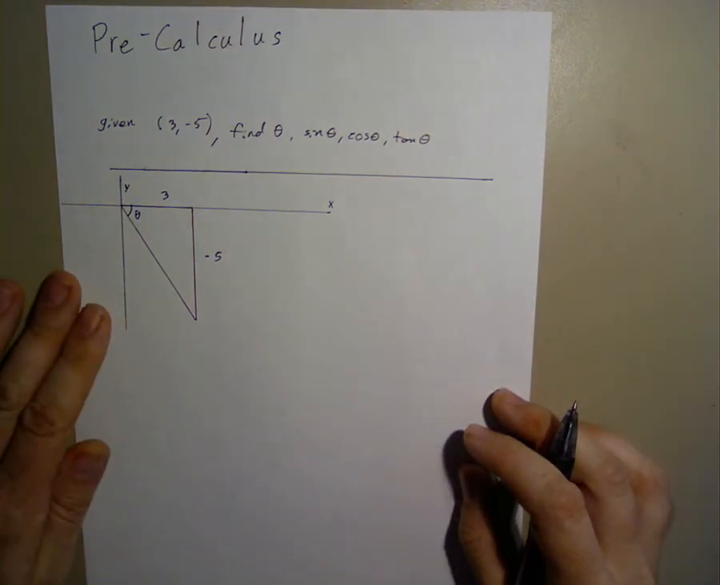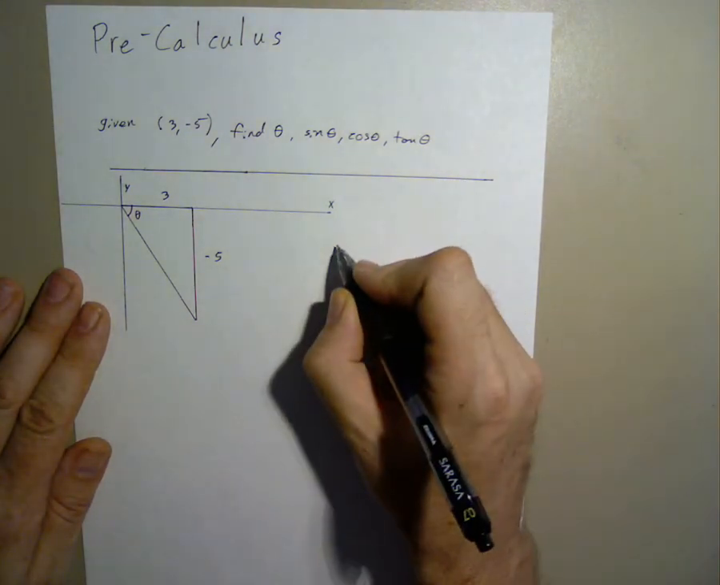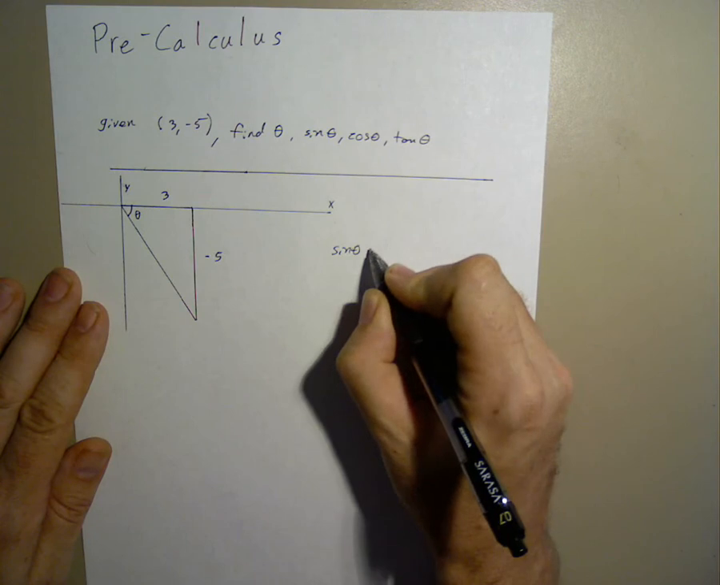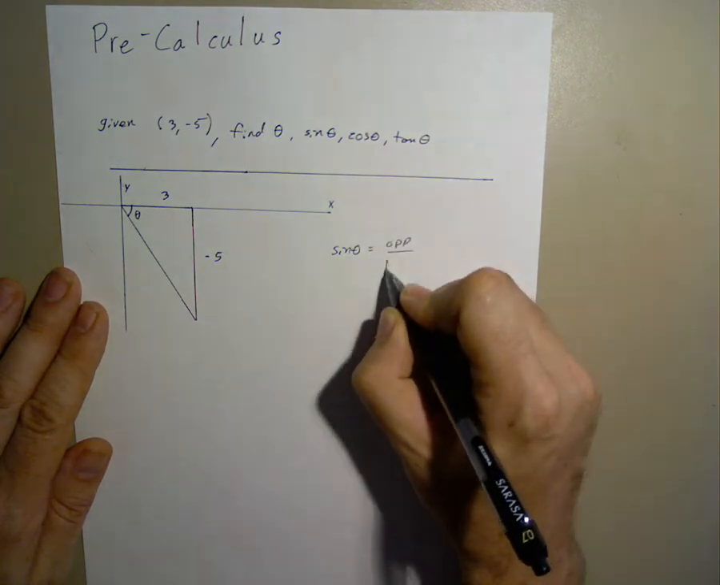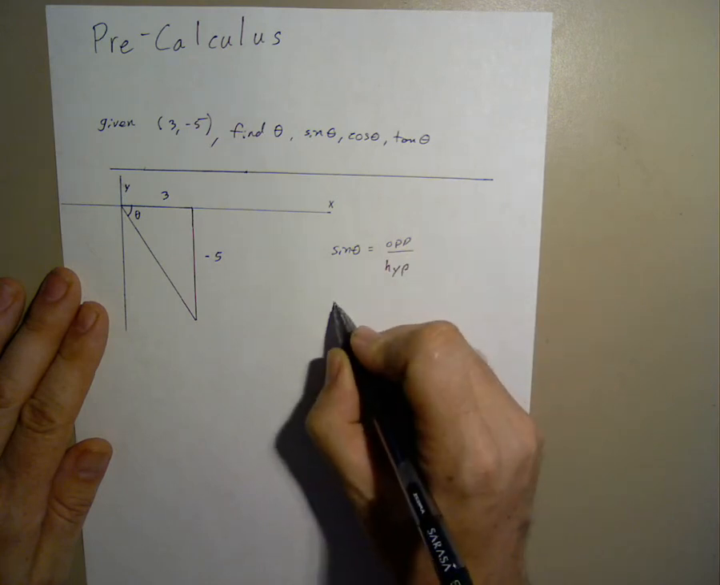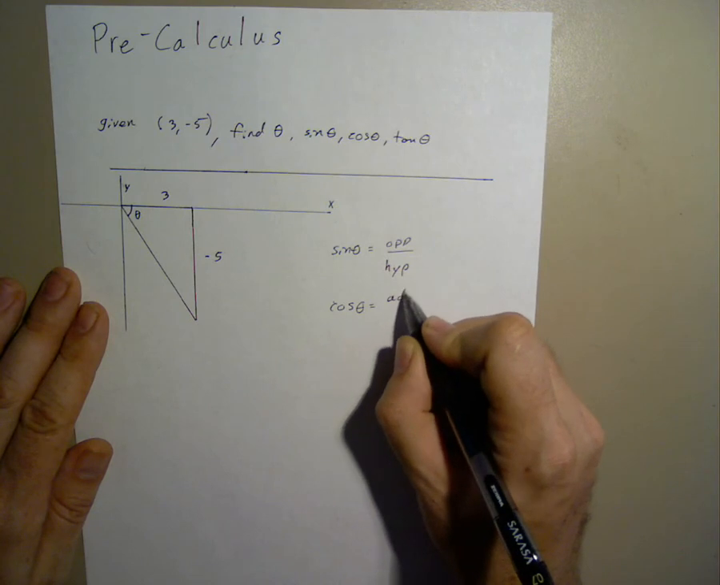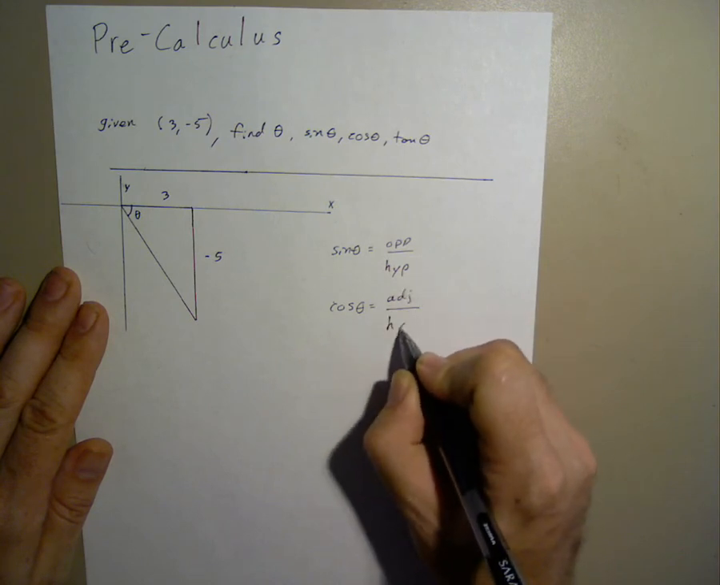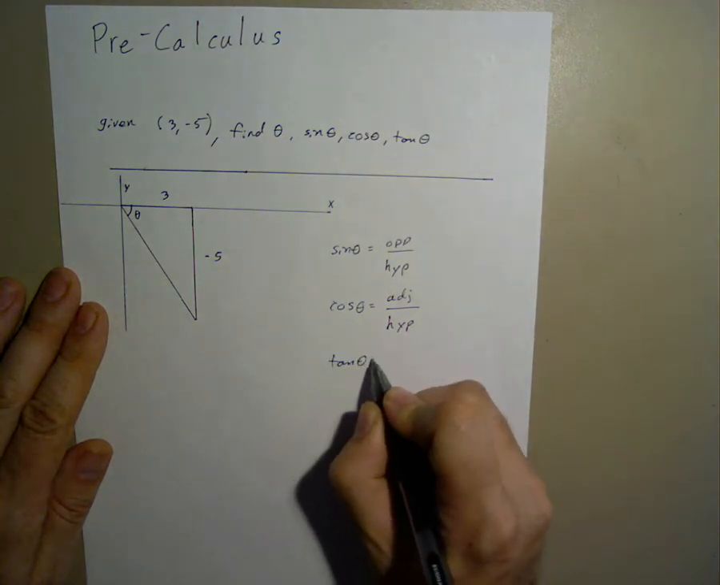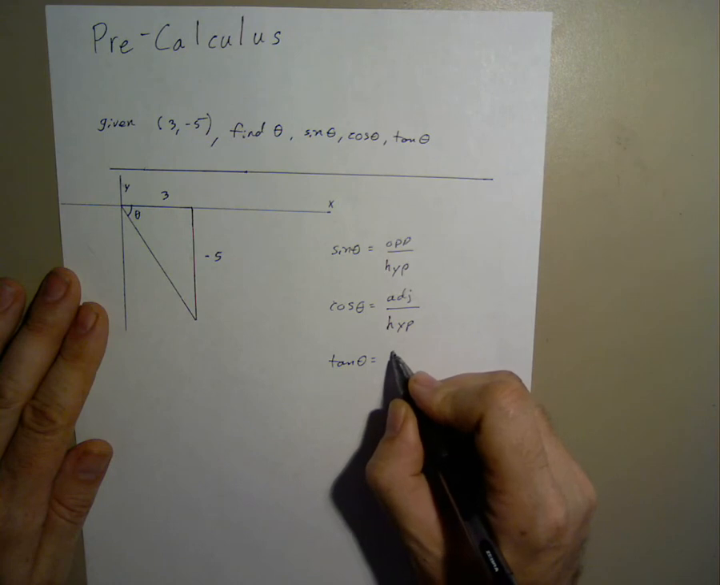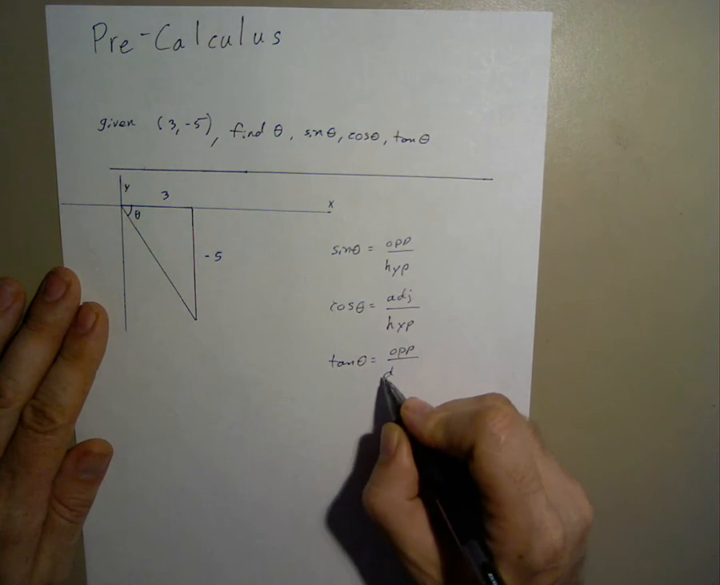We define the sine, cosine, and tangent using the ratios: sine theta equals opposite over hypotenuse, cosine theta being adjacent over hypotenuse, and tangent as being opposite over adjacent.